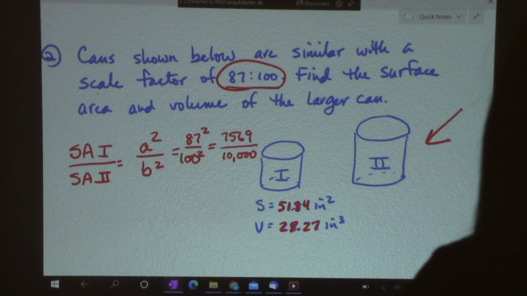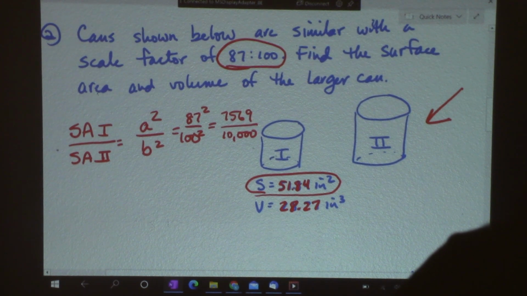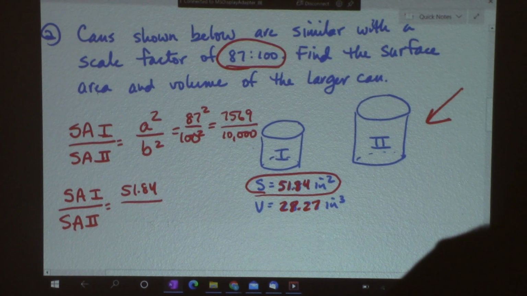because for my surface area here. So we're told that the surface area of the small one is 51.84. And I have my ratio here of surface area, can 1, over surface area, can 2. So I'm going to write that again, and I'm going to fill it in. So I'm going to put 51.84 here.